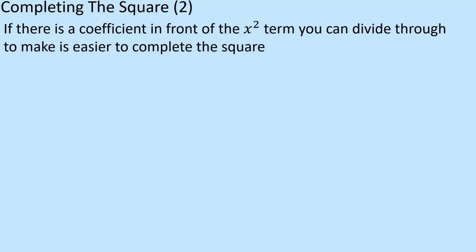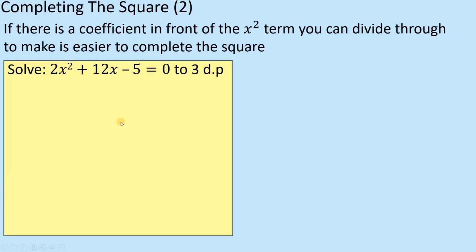Hi there, today we're looking at completing the square to solve a quadratic equation where there is a coefficient of x squared bigger than 1. That's quite a mouthful, but essentially we'll go through an example so you understand. If there is a number in front of x squared and you are trying to complete the square, it causes a problem. So I'm going to put an example up so you can see what I mean.